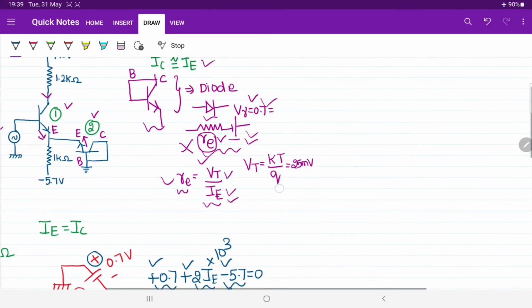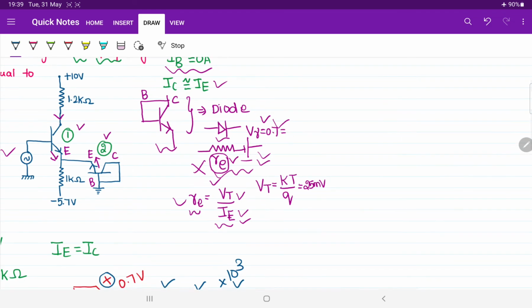So we did the DC analysis just to calculate the value of RE. I told you, always we are going to redraw the circuit. Now I am going to redraw the AC model for this configuration. While drawing the AC model, knowing the value of RE is very important. RE is nothing but dynamic emitter resistance.